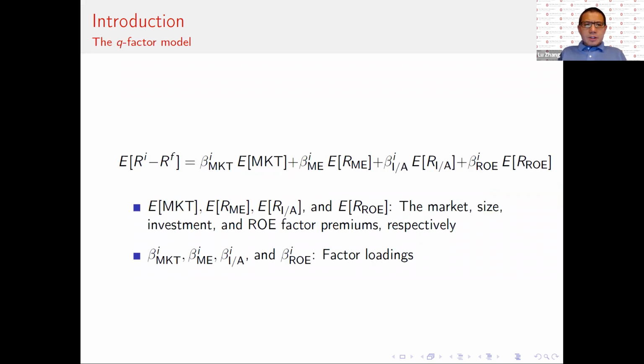So here is our Q factor specification. We have four factors as noted: the market factor, the size factor, the investment-to-assets or investment factor, and the return on equity or just ROE factor. The model says that the expected risk premium of any individual asset or individual portfolio contains four components, and each component is a product of factor loading, or factor beta, times its respective factor premium.